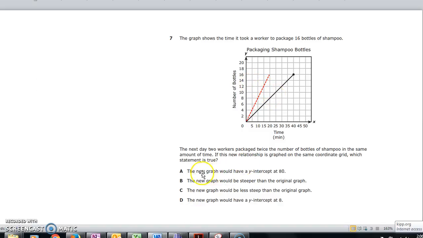Which statement is true? A says the new graph would have a y-intercept at 80. That is not even on this graph. Both of these graphs have a y-intercept of 0 because when they started the work, they had 0 packaged. So that one doesn't even make sense. Let's cross that out.